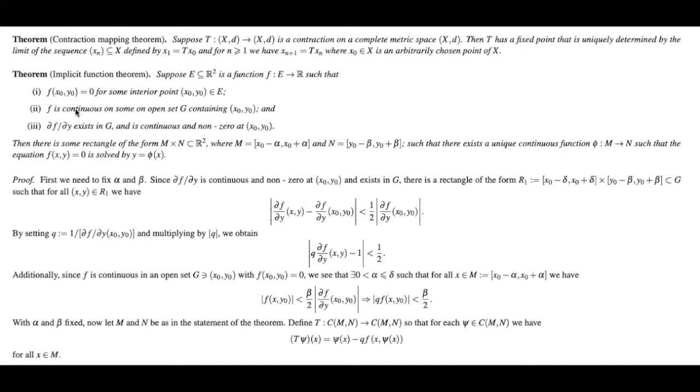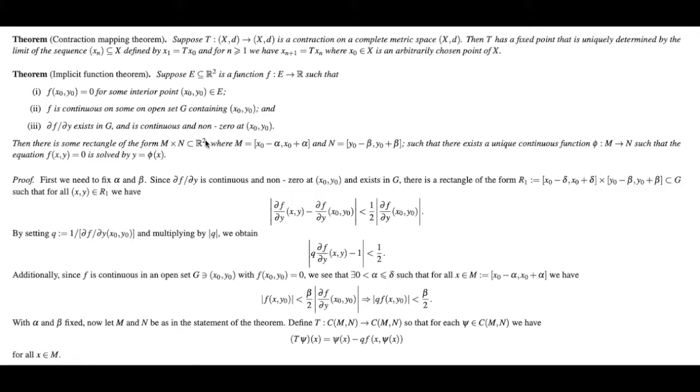Number 2, f is continuous on some open set G that contains (x0, y0). And 3, the partial derivative of f with respect to y exists at all points in G, and it is continuous and non-zero at (x0, y0). So it may not be continuous in all of G, but it is certainly continuous at (x0, y0), and it's non-zero at (x0, y0).